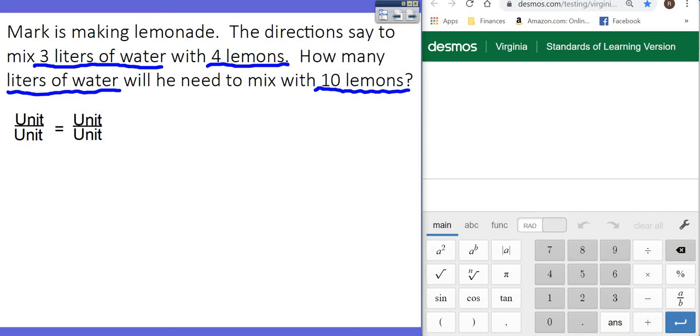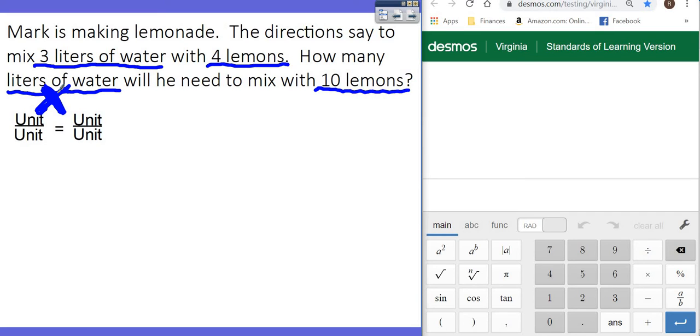So I want you to look first for something I underlined that doesn't have a number attached. It's right here. The liters of water does not have a number attached. So I'm going to put an X there because we don't know how many liters of water we're going to be using there. Okay? All right. So unit over unit.